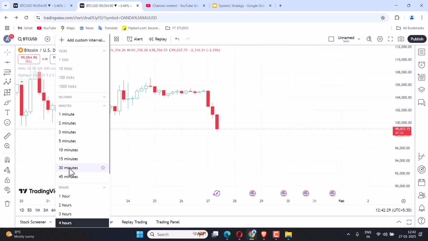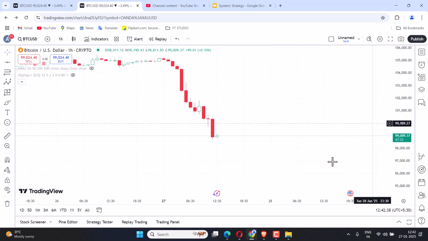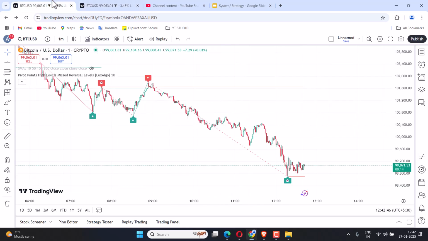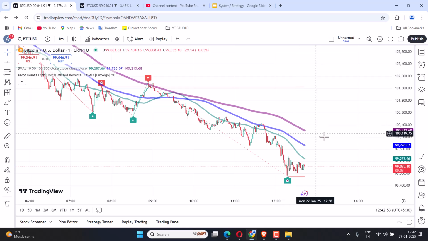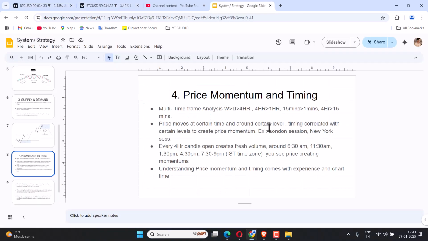Okay, as you can see now, in another 1 hour a fresh 4-hour candle is gonna open, and currently the momentum is strongly to the downside. Even if this candle tries to push back up temporarily, I think we will be heading lower, even with the price maybe coming to some levels, maybe to the 100 MA. Okay, so this is price momentum and timing.